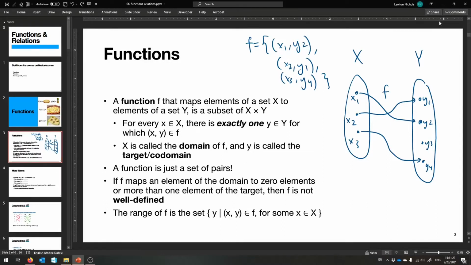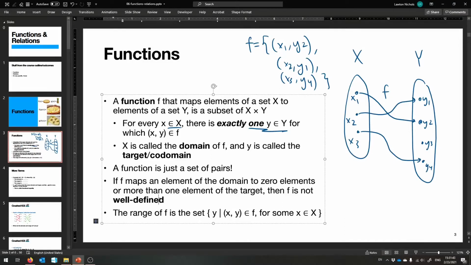This exactly one condition is telling us that we cannot have this. This is not allowed. You see that? That's the idea. Bad function f. You can't have it like that. A function must take an x to exactly one y. Okay, that's very important. Otherwise, it's not a function. We say it's not well defined. We'll get to that in just another bullet or so.